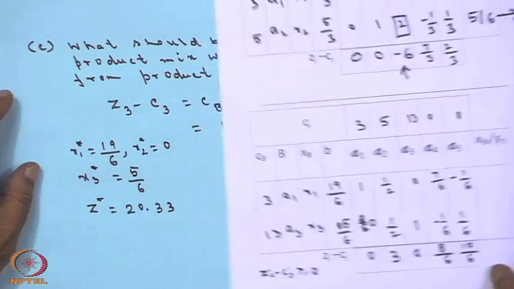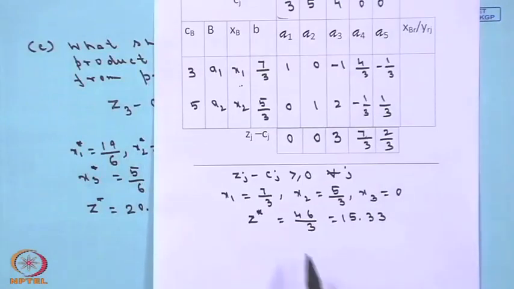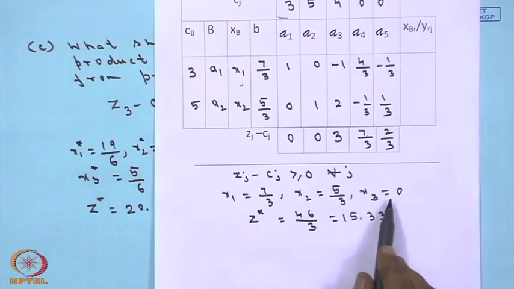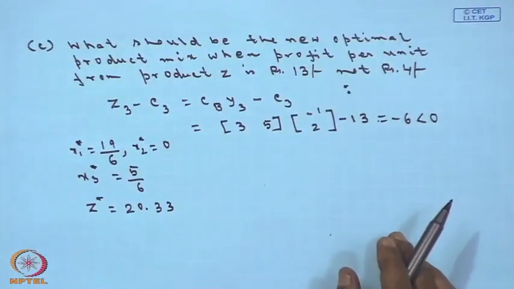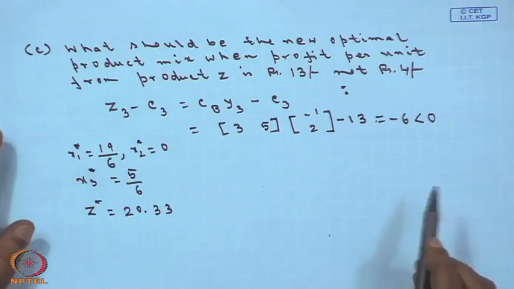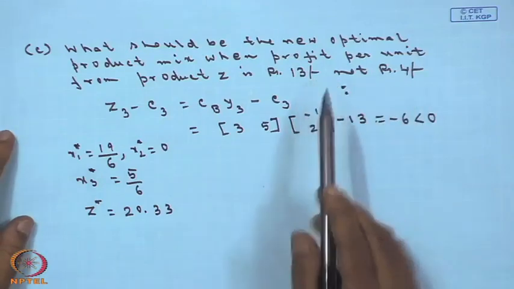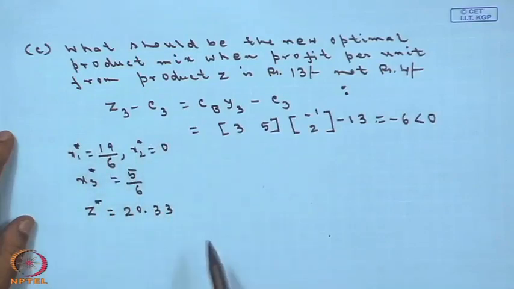Now you see, my original solution of the problem was x star 7/3, 5/3, x3 0, z star 15.33. When I change the coefficient of product Z, that is, when I increase the profit of product Z from rupees 4 to 13, I find that the solution has changed. So in this particular case, I have to calculate the values and get the solution.